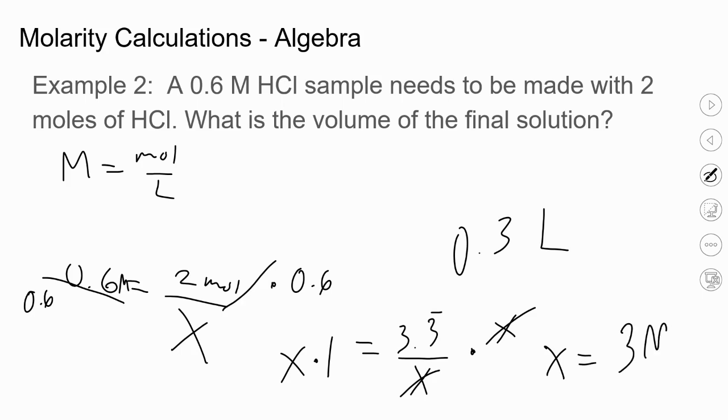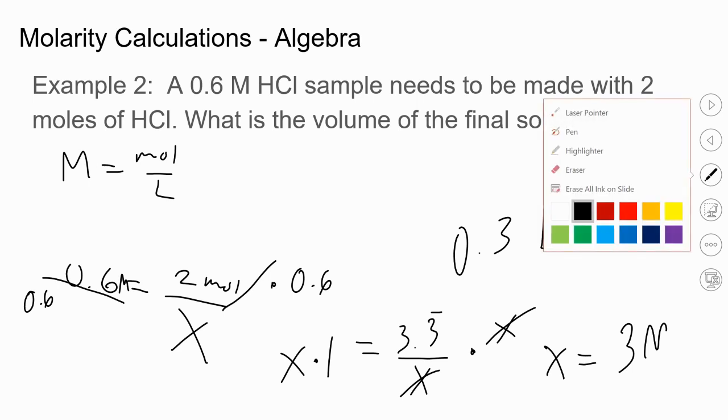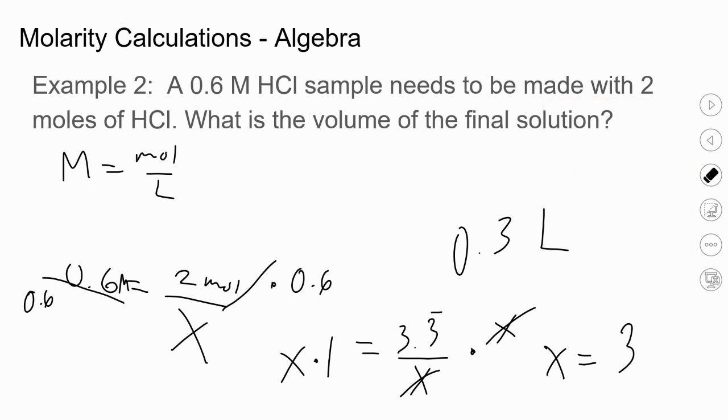Okay, questions on that one? That one's the trickiest one. Yep. So you start off by multiplying X on both sides. Yeah, because with multiplication and division, the order doesn't matter.